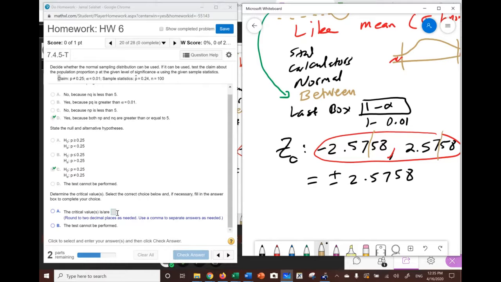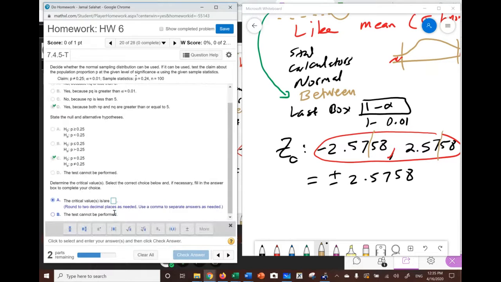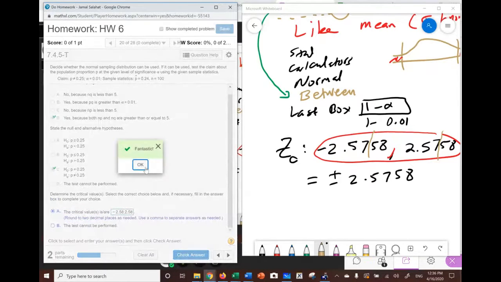So in this case, if I want to write this, the first one is going to be negative 2.58. Let me click in the box, negative 2.58. When I round it, then I put a comma. Then I put the second one, which is 2.58.